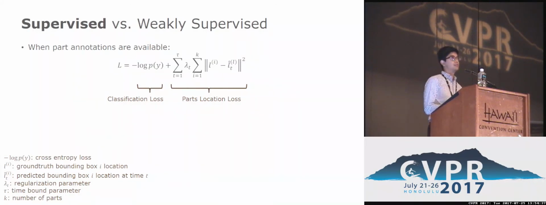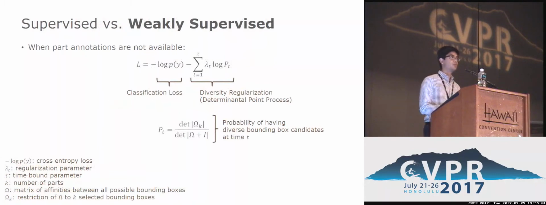The intuition is, of course, we want the ground truth bounding boxes to be as close to the predicted bounding boxes. And then towards the beginning of the iterations, it's OK to have it further away. But then as you get closer to your time-bound tau, then you want to get as close as possible, which is the regularization parameter lambda.